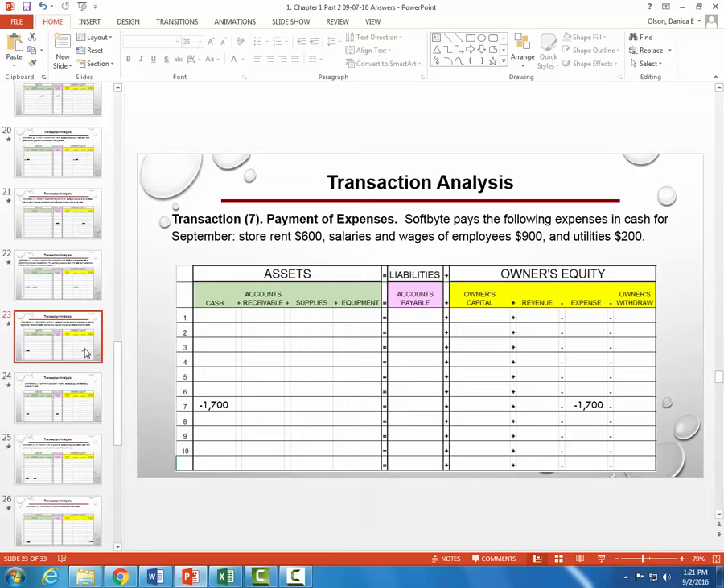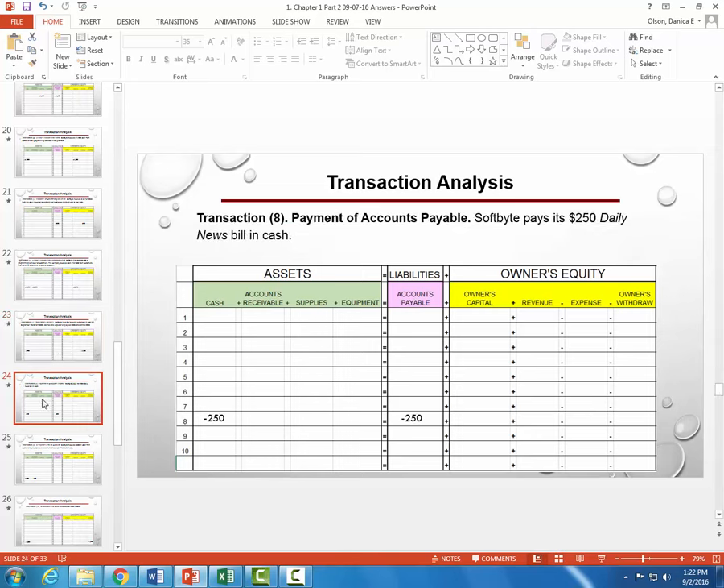Transaction 7. A payment of expenses. SoftBite pays the following expenses in cash for September. Store rent, $600. Salaries and wages of employees, $900. And utilities of $200. This transaction decreases the cash by $1,700, and is a decrease in the expenses of $1,700 because expenses decrease the owner's equity.